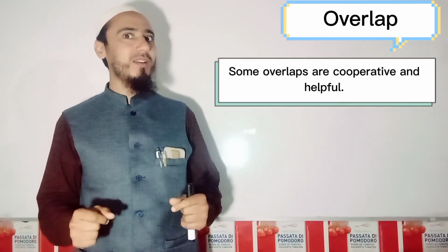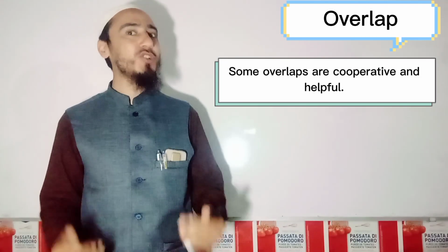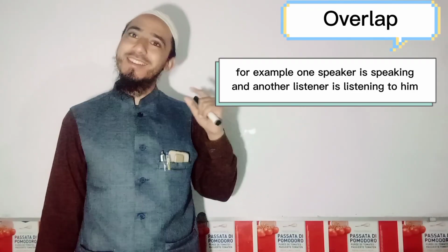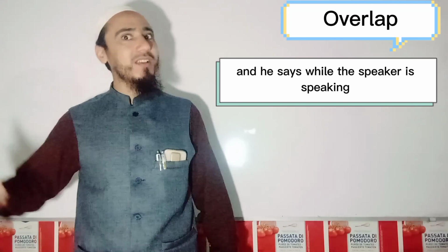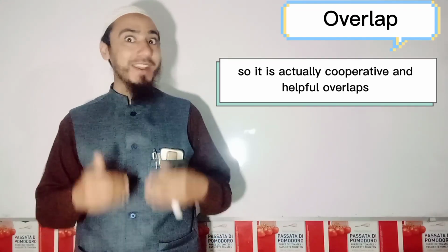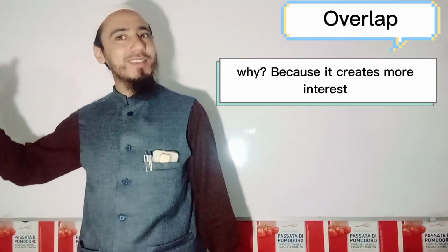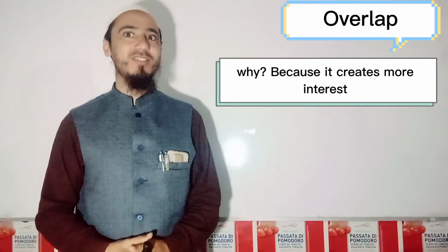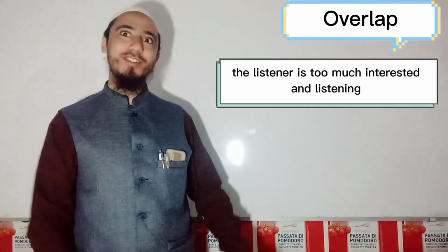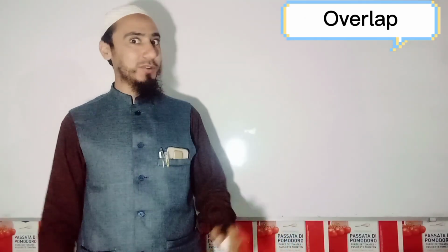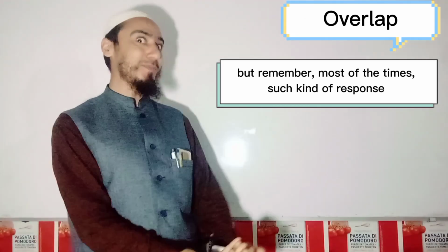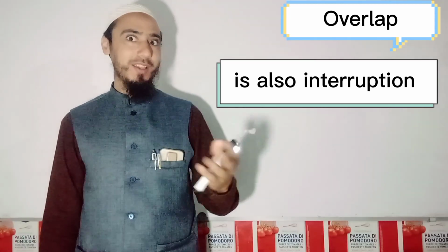Some overlaps are cooperative and helpful. For example, one speaker is speaking and another listener is listening to him, and while the speaker is speaking, he says, yes, oh, that's good. So it is actually cooperative and helpful overlapping. Why? Because it creates more interest, and the speaker thinks that the listener is very interested in listening. So he continues. But remember, most of the time, such kind of response is also interruption.